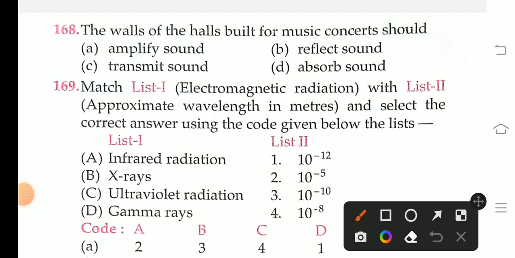Next, the wall of the hall built for music concerts should. Right answer will be option D. Absorbed sound.